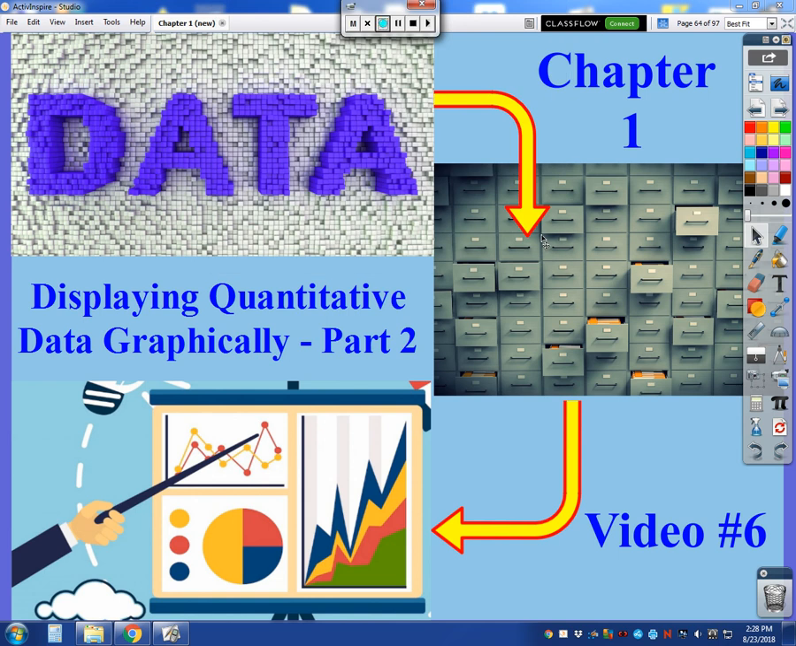Video 6 of Chapter 1. We are continuing on in our discussion on displaying quantitative data graphically. In the last video, video 5, we talked about how to display quantitative data graphically with dot plots and stem plots. And in this video, we are going to focus our attention on the histogram.